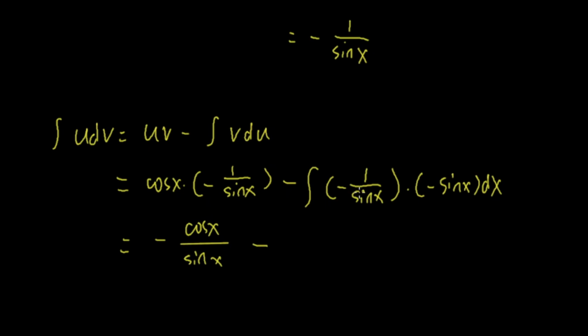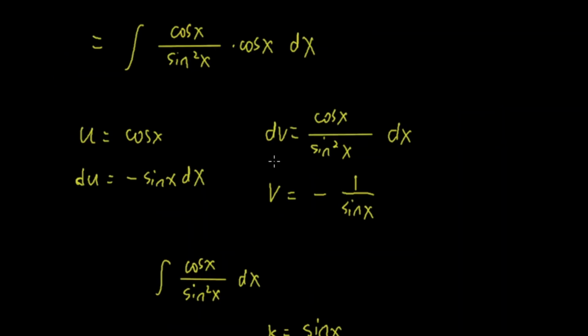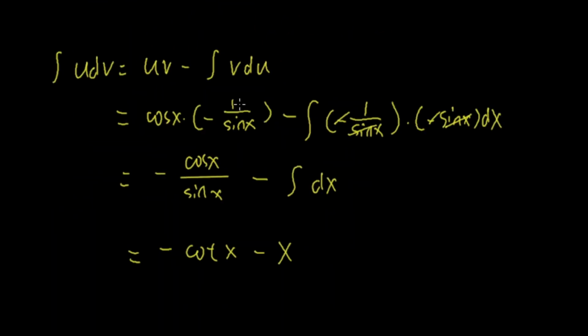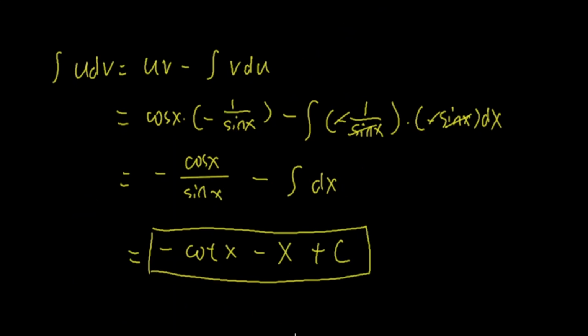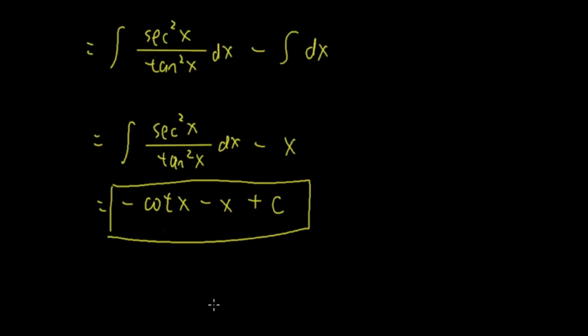Now minus, now this and this cancel out, right? And this cancels out. Basically the integral of dx. And that's just equal to x, right? And this is negative cotangent x minus x. Okay, so that's the integral of this, right? Here, which is the integral of cotangent square x. Okay, we're done. We can add c at the back. Okay, notice that the answer is the same.